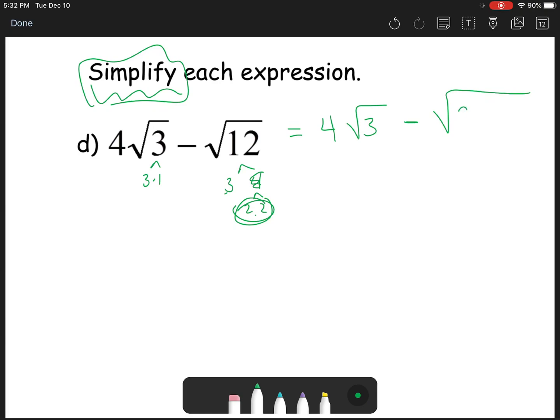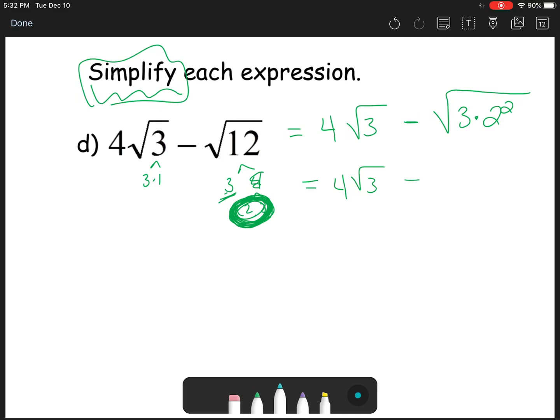So I'm going to rewrite this as 3, right, here's my 3, times the square root of, 3 times 2 squared. There. And now we can simplify. Well, notice how our 4 times the square root of 3, we don't need to change that at all. Nothing's happening there.